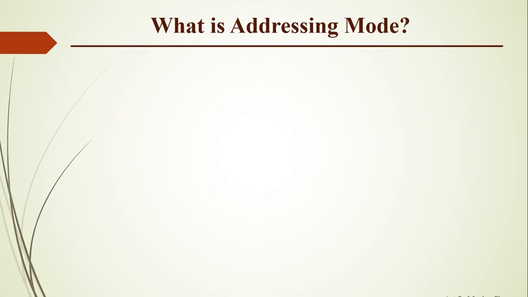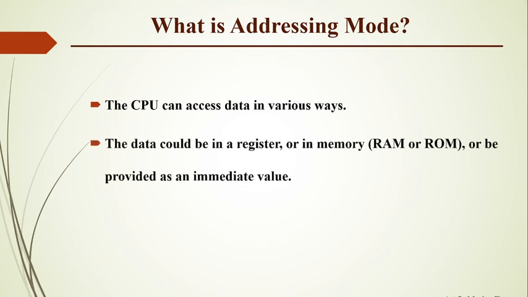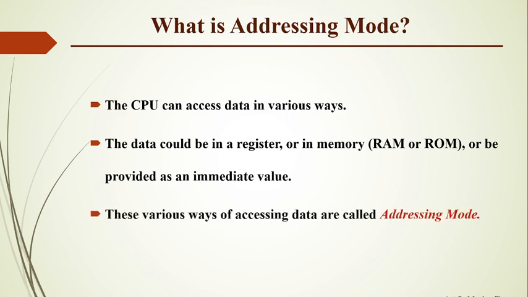So what is addressing mode? The CPU can access data in various ways. The data may be coded in a register or in a memory, that is RAM or ROM, or may be provided as an immediate value. These various ways of accessing data are called addressing modes.